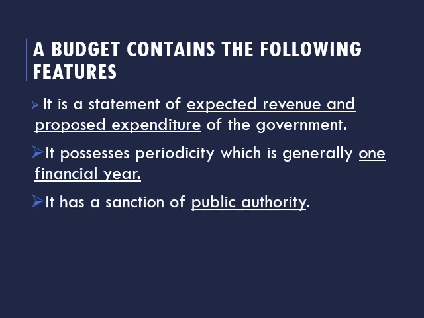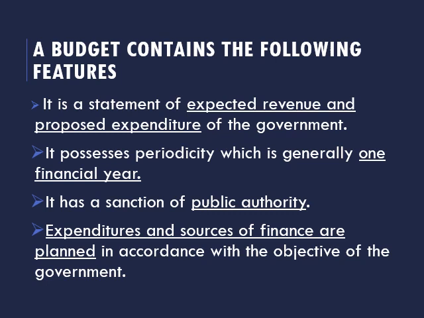Third, it has sanction by the public authority. Each and every member of Lok Sabha would agree. They'll give their agreement. Okay, we are agreed. We are supporting. If any query, any question they have, they will put forward to the finance minister, and the finance minister would answer their questions. And then it's finalized.